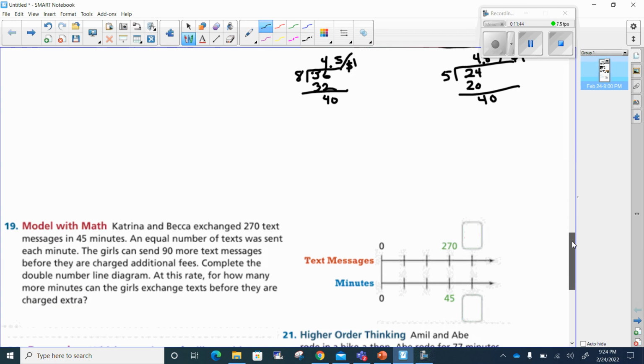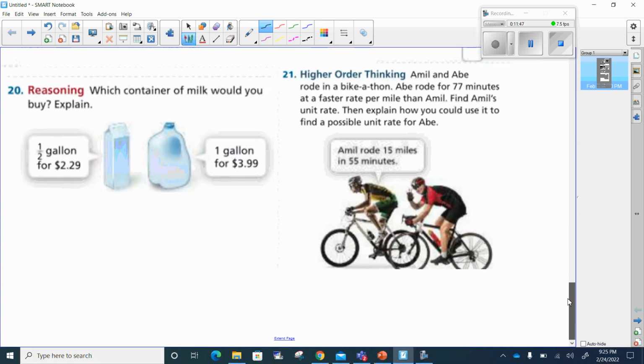All right, moving on to number 20. Looks like my last one. Which container of milk would you buy? I get a half gallon for $2.29. I get a gallon for $3.99. Well, let's see. I could go ahead and multiply this number by 2, right? Because you see that that would be $2.29 for 1/2 of the gallon.